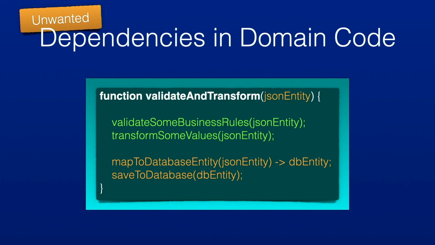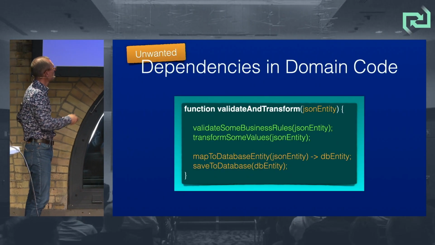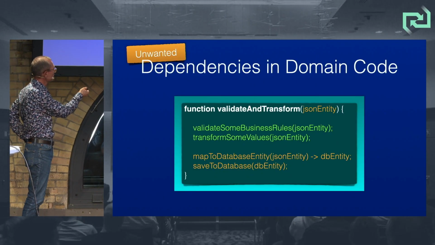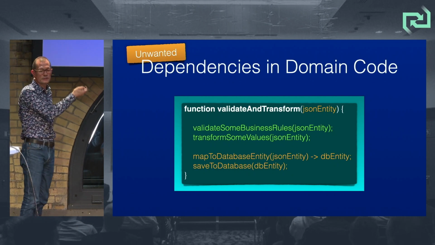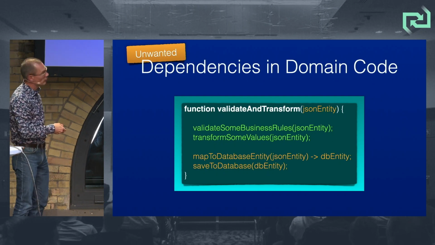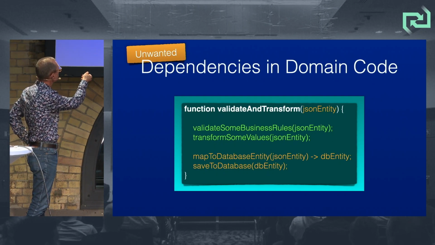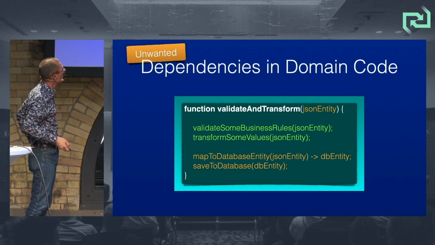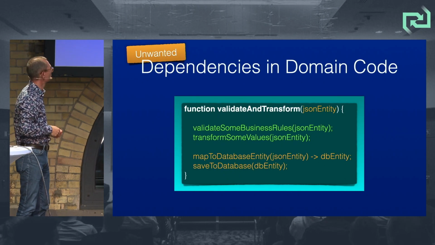And then I want to validate some business rules in our JSON entity, transform some values, say, have a customer number, and transform that to a new scheme. And then I want to save this in the database, but before I can do this, I have to map the JSON entity to the database entity. Pretty simple code, and I hope you can see the distinction between this green code. This shall be our domain code.